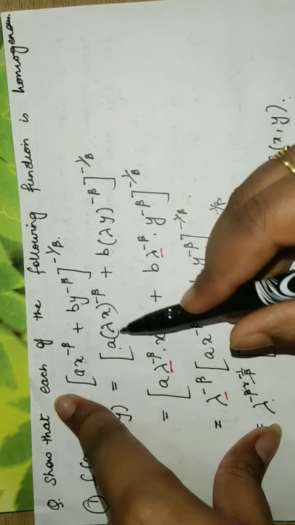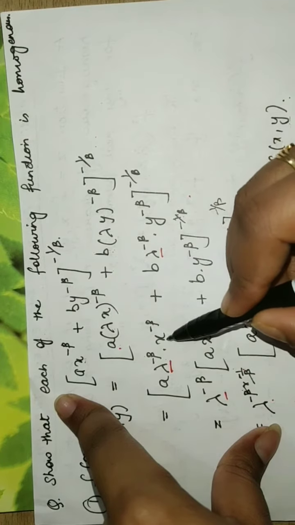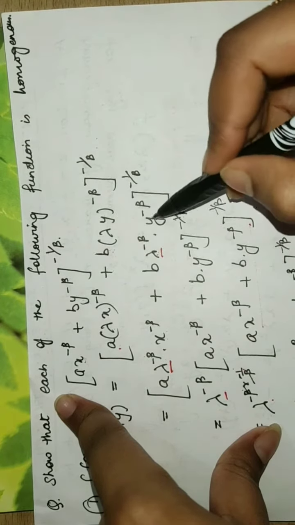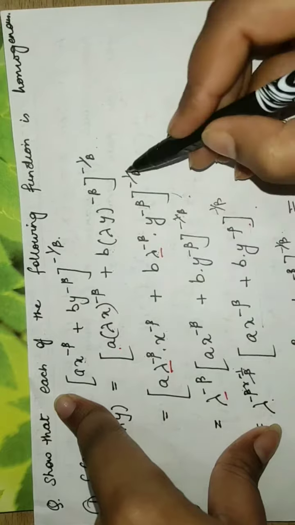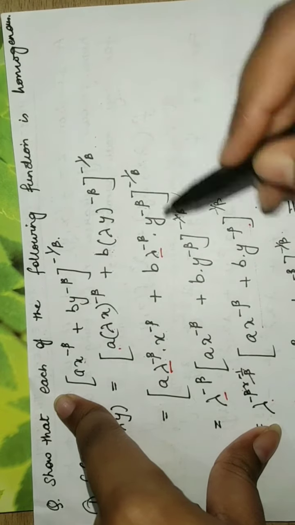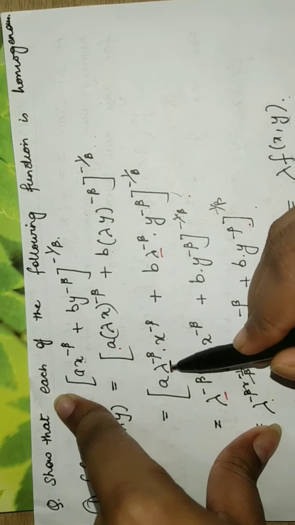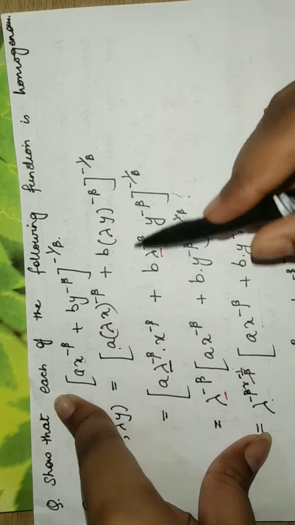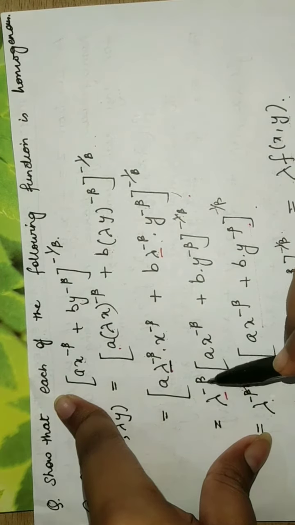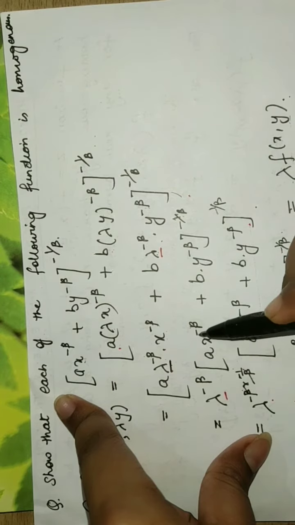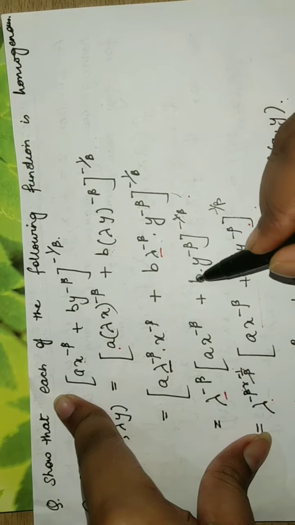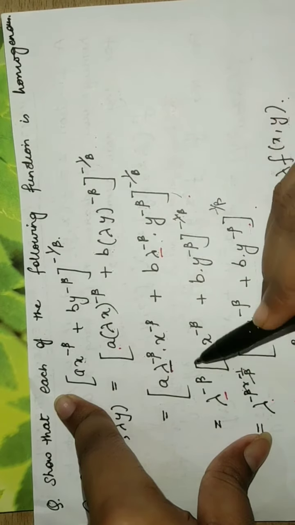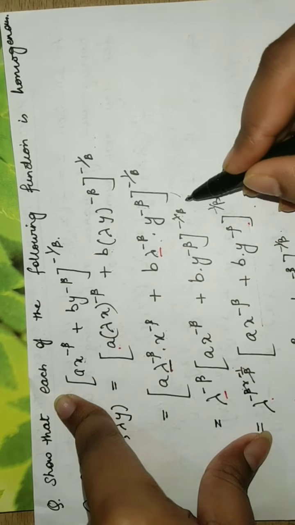Lambda raised to the power minus beta, x raised to the power minus beta, b lambda raised to the power minus beta, y raised to the power minus beta, whole raised to the power minus 1 by beta. What is common now? Lambda raised to the power minus beta is in this term and also in this term. We take this out as common: lambda raised to the power minus beta, a x to the power minus beta, the remaining b, y raised to the power minus beta, whole raised to the power minus 1 by beta.